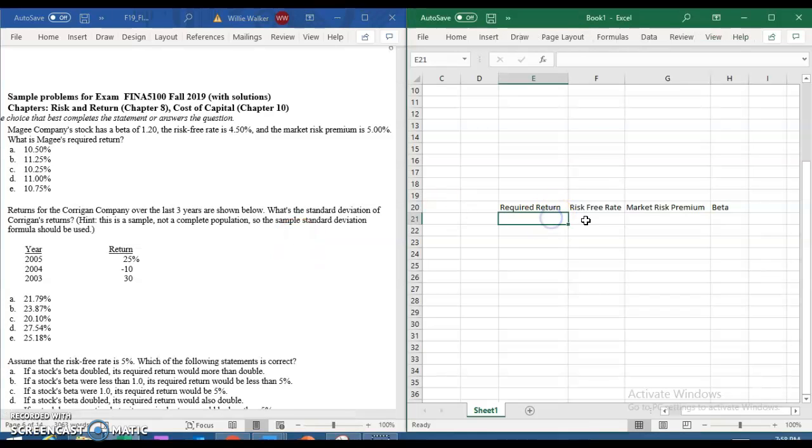We're given the risk-free rate, 4.5. I'm going to leave these as, I'm just not going to put them as percentages right now, and you'll understand later. The market risk premium is 5%. Beta is 1.2.